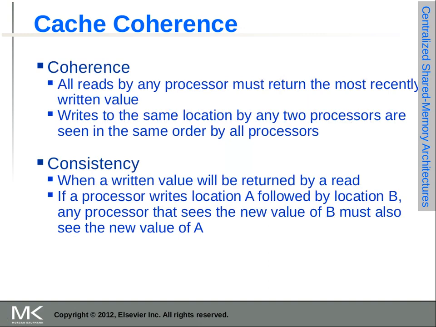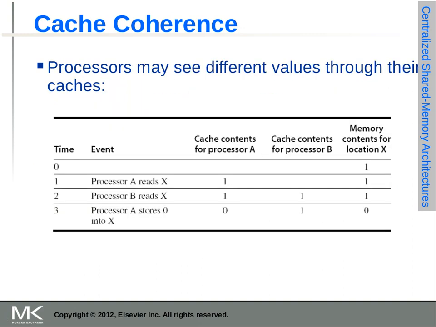So coherence is: all reads by any processor must return the most recently written value. That's basically it. Writes to the same location by any two processors are seen in the same order by all processors. Basically, everyone has the right values when they try to read from it.